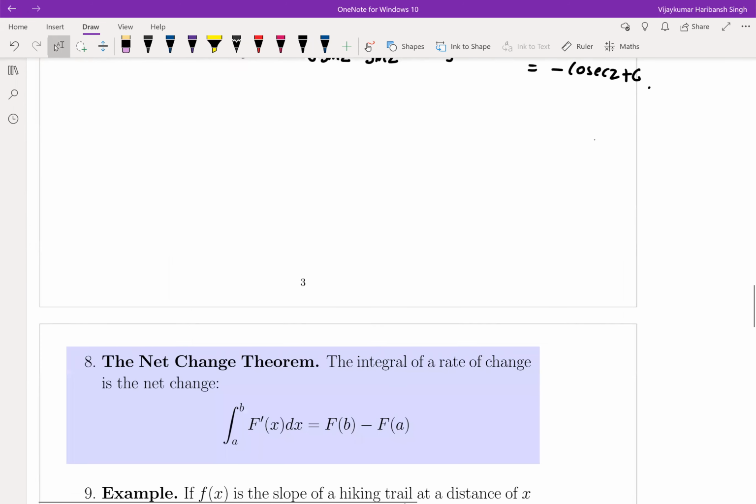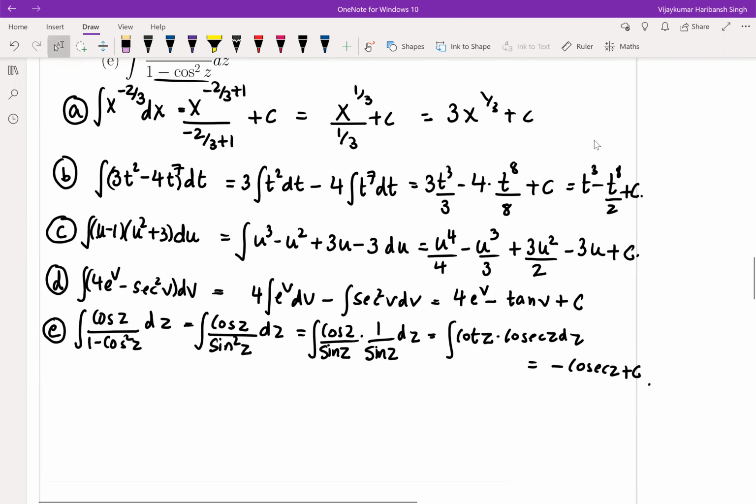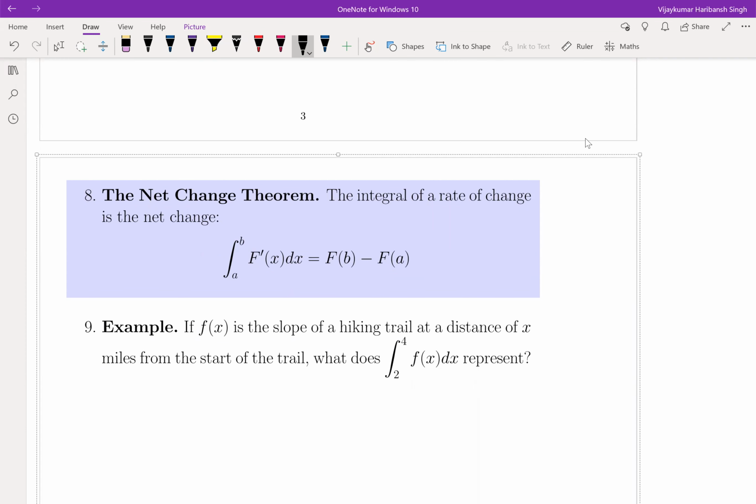Okay, so let's move on further. The fundamental theorem of calculus gives us that if you integrate f prime x dx from a to b, it's going to be f of b minus f of a. Now note that f prime represents the rate of change, right? Derivative after all represents the rate of change, in this case with respect to x. So integral a to b f prime x dx is going to be f of b minus f of a. This is according to the fundamental theorem of calculus 2.